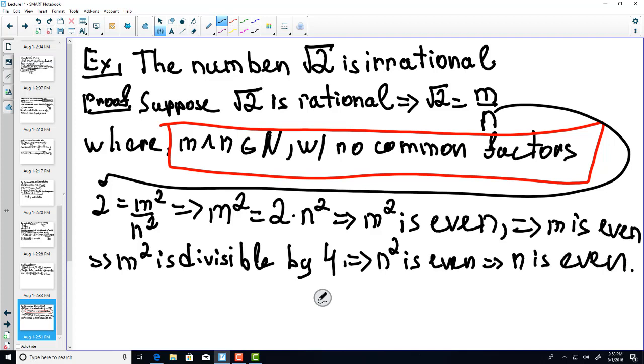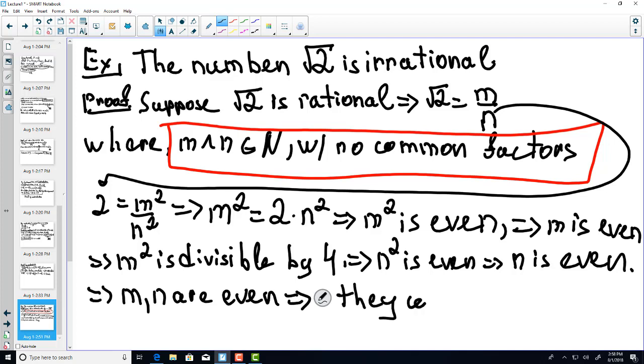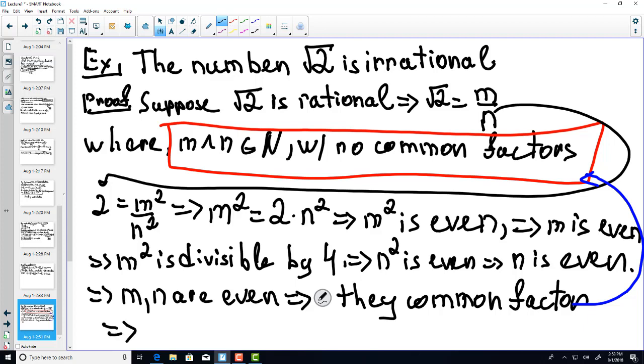So what we conclude is that if both numbers are even, it follows that m and n are even, and if two numbers are even, they have a common factor. Which is a contradiction of the following statement. So from here we conclude that square root 2 is irrational.